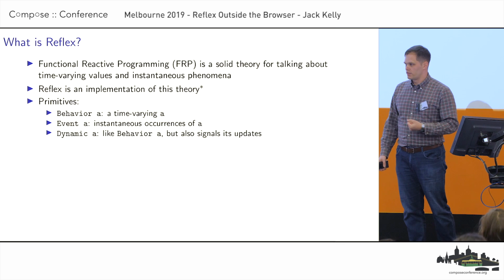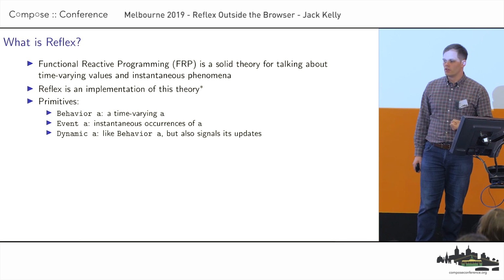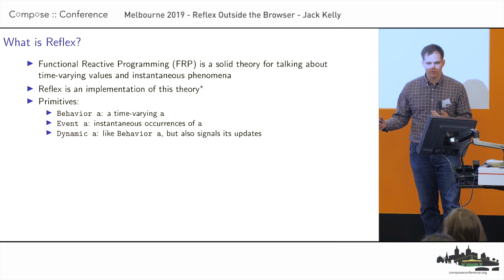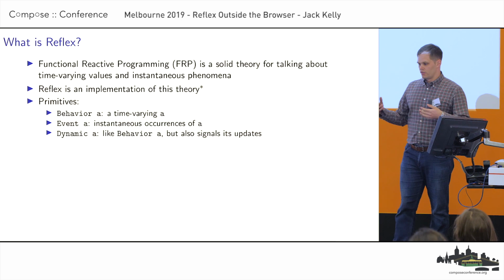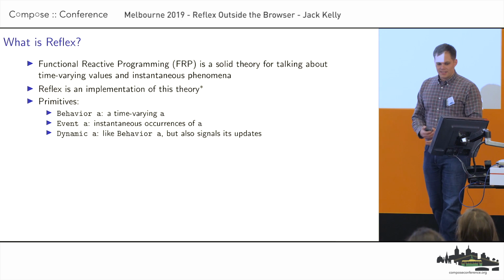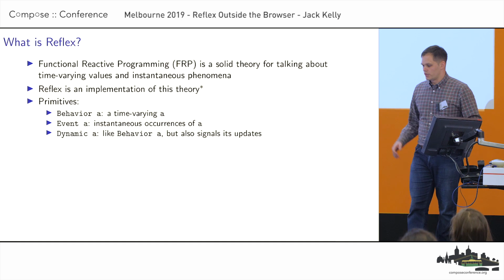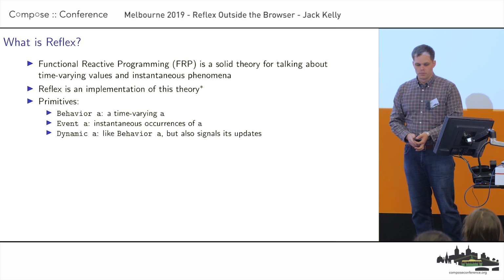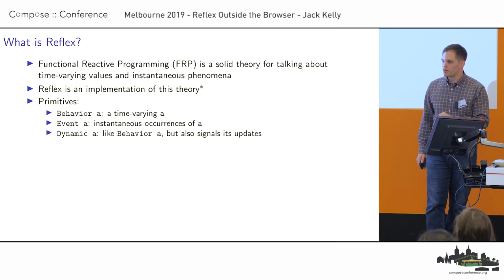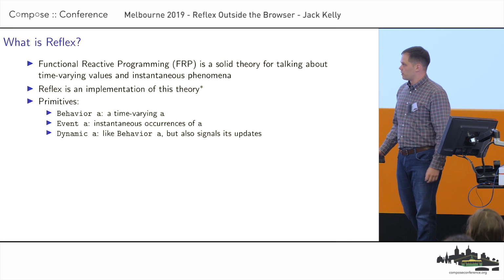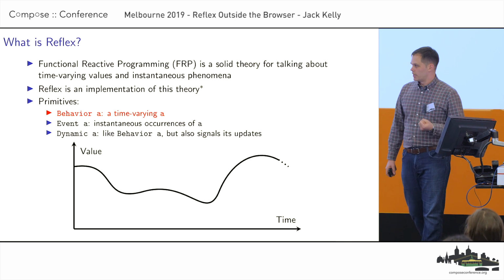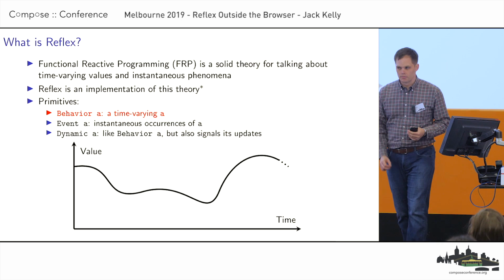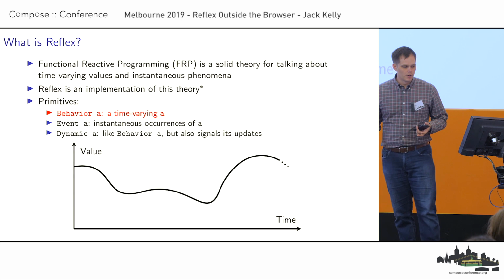Reflex is an implementation of this theory, asterisk, and that asterisk is that the initial papers are quite insistent upon time being continuous, and a lot of the implementations go, but that's hard, we'll worry about it later. And Reflex builds up these networks of time-varying values and their changes through two primitives and a quasi-primitive type. So the first primitive I'll talk about is a Behavior of A, which means a time-varying A. So at every point in time, there is an A. It could be different, it could be the same, but there is always one.